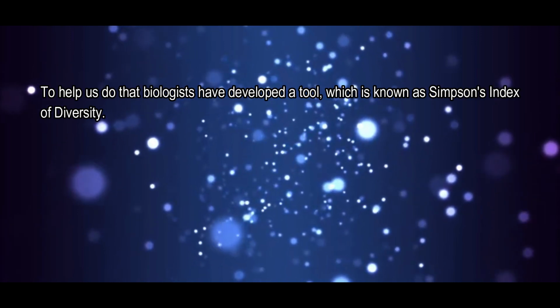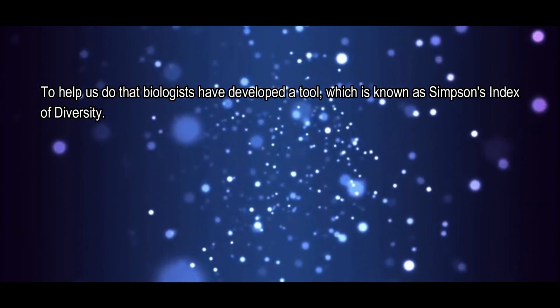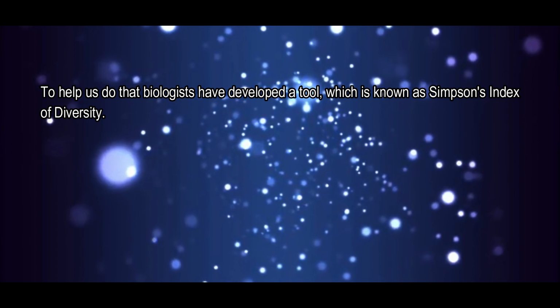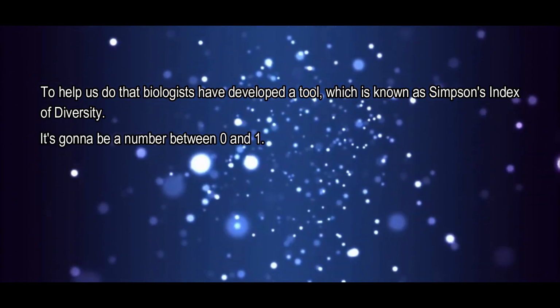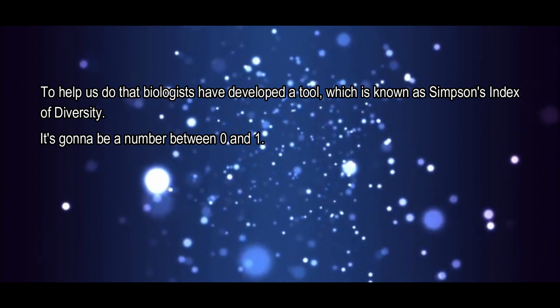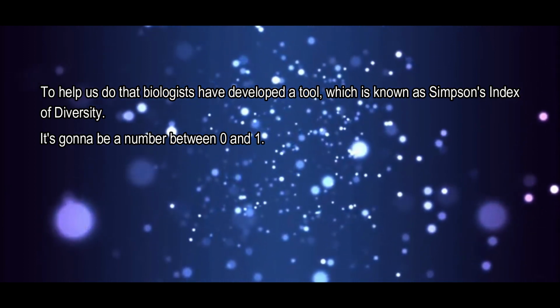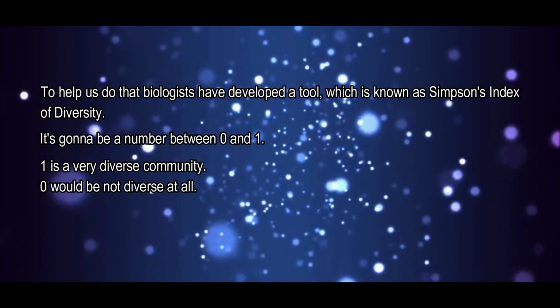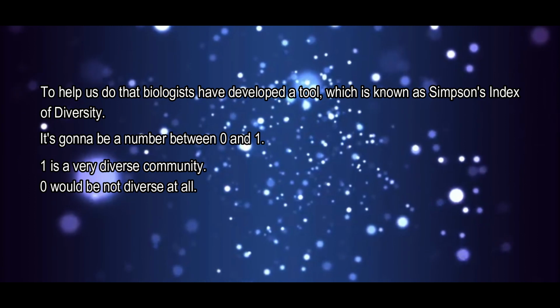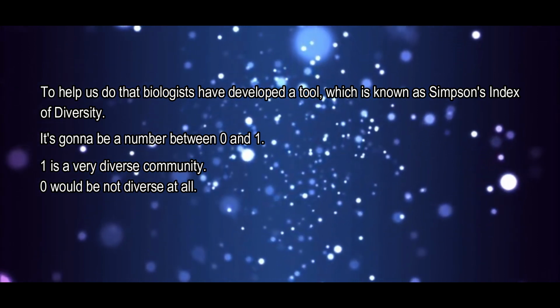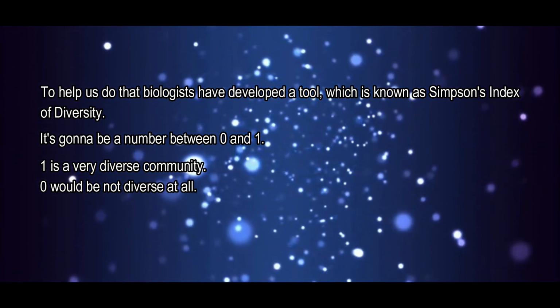To help us do that, biologists have developed a tool known as Simpson's Index of Diversity. It's a number between 0 and 1, where 1 means a very diverse community and 0 means it's not diverse at all. So we have the formula for the Simpson Index of Diversity.